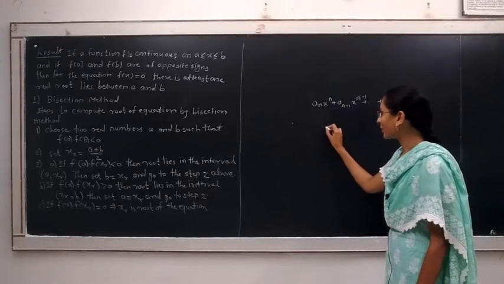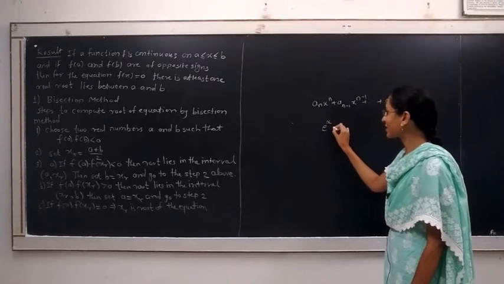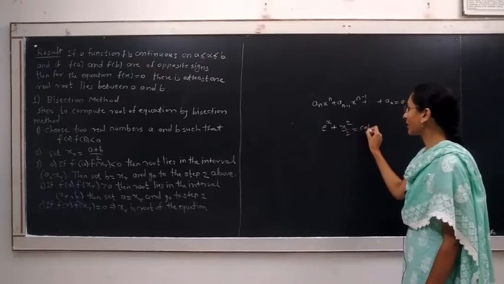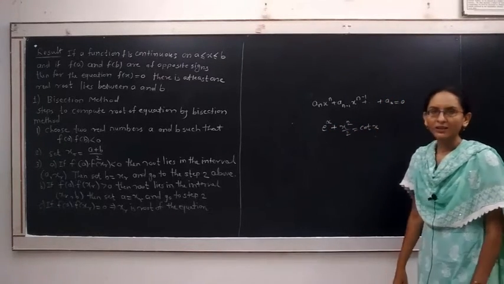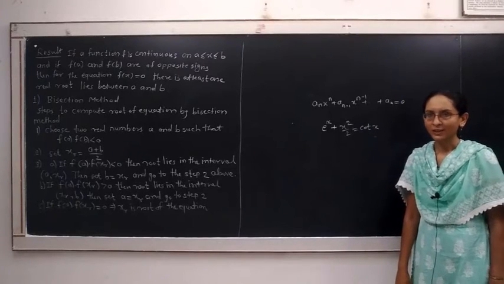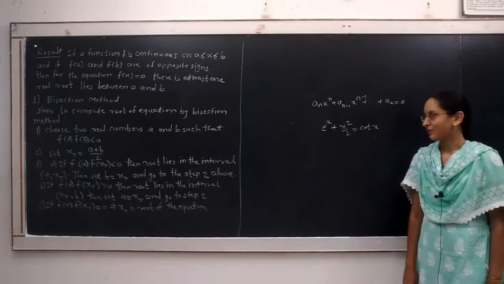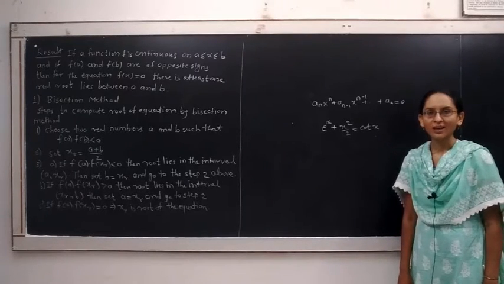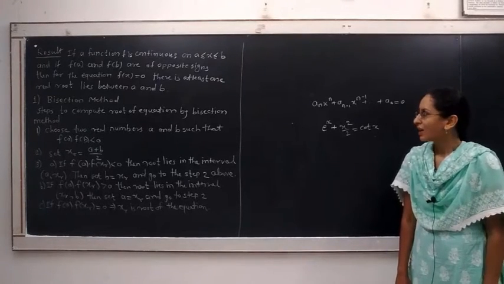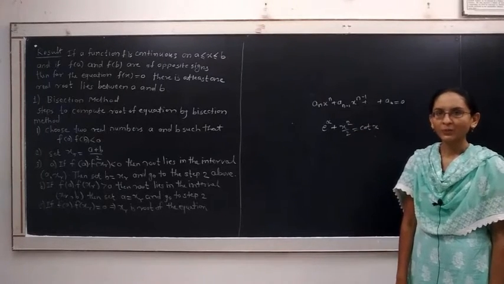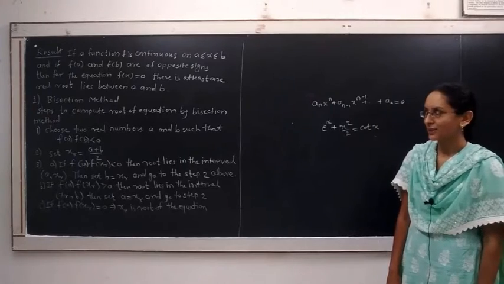Transcendental equations are equations of the form e^x + x^2/2 = cot x. An equation that consists of trigonometric, exponential, logarithmic, or algebraic functions is called a transcendental equation. To solve these equations, there are some methods. One of the methods is the bisection method.